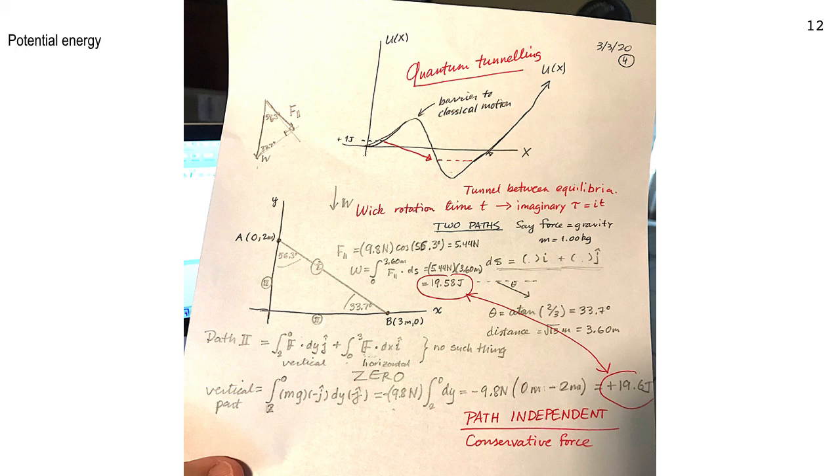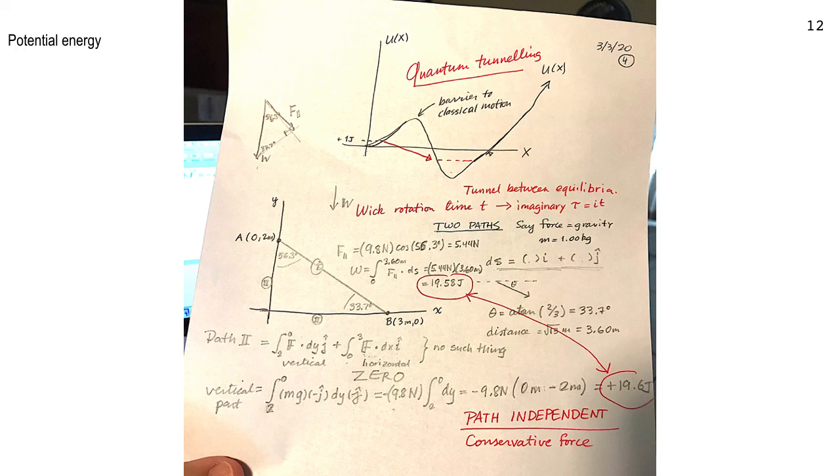All right. So the two paths that we're going to use: we're going to go on a direct path, a straight line, and here's path 1. So this is 0, 2 up here at point A and 3, 0. Now let's figure out ds.